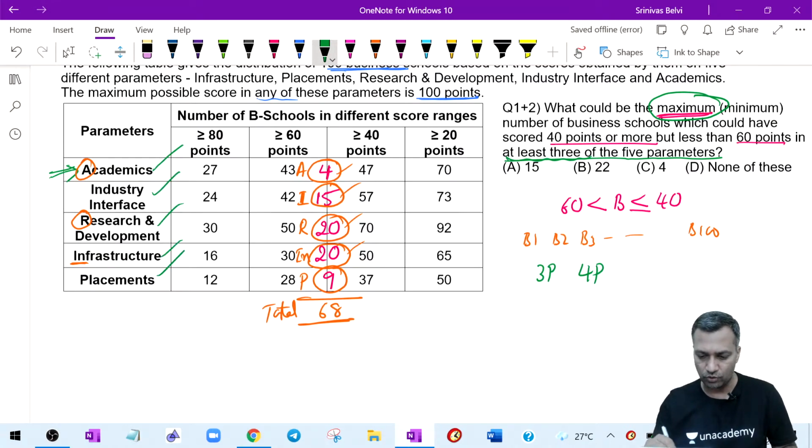1, 2, 3, 4, 5. Nothing but a Venn diagram for 5. If you want to understand this, it's a kind of maxima minima on a Venn diagram for 5. We don't have to draw it.